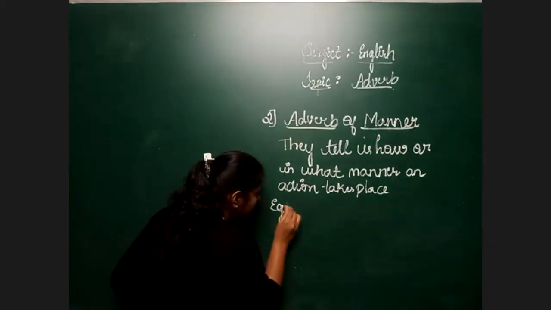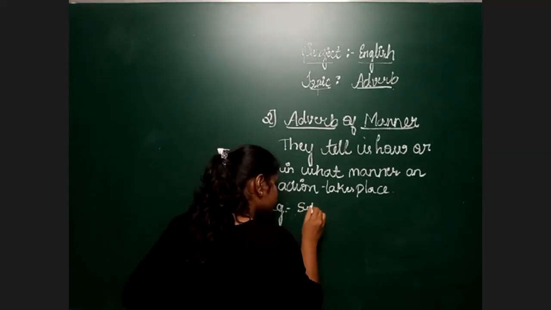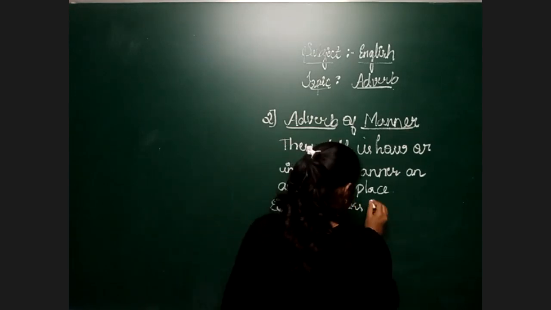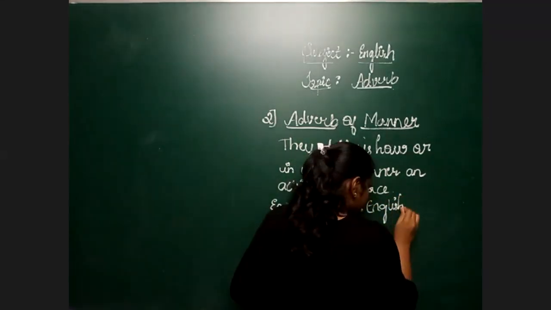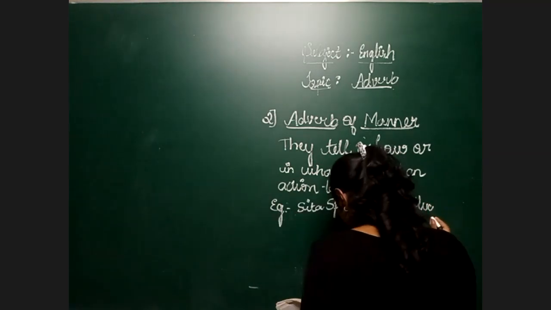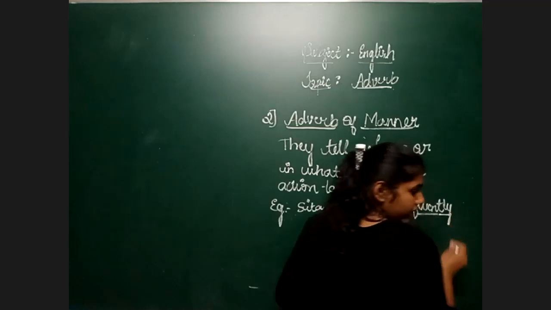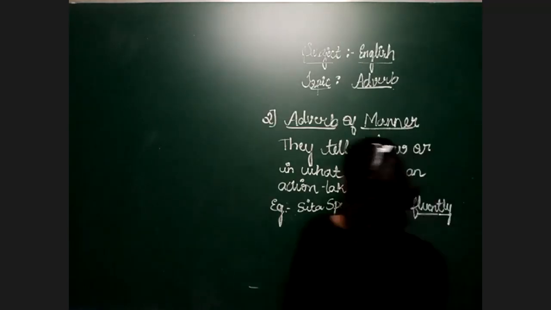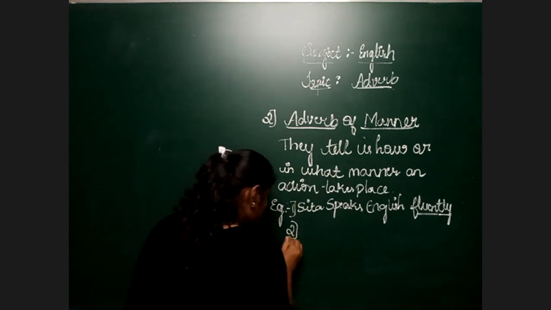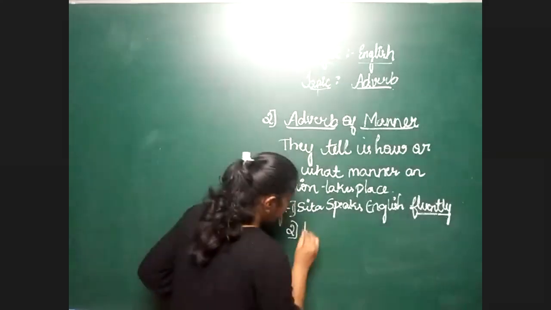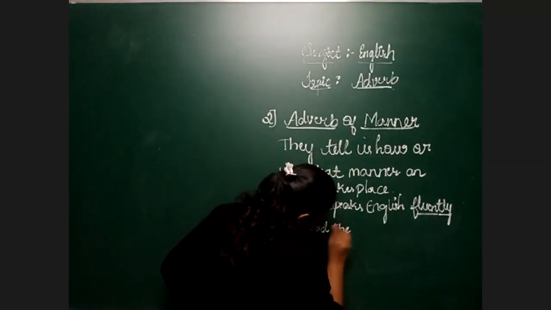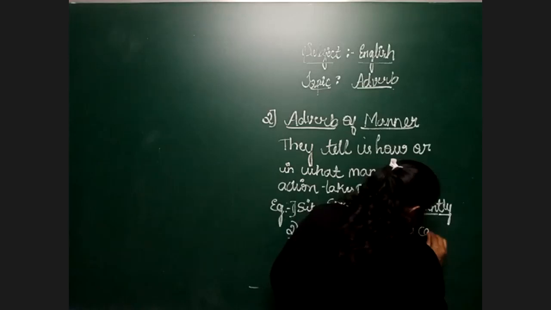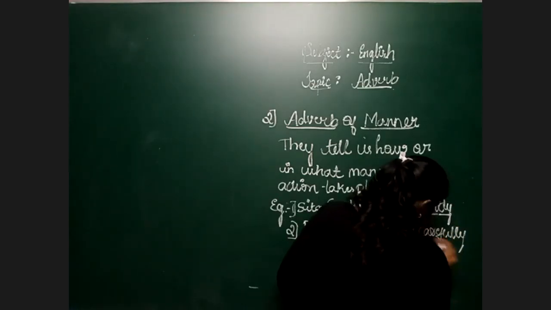I'll give you the example. Okay, see, Sita speaks English fluently. Okay, see, fluently. What does this show? The manner. She speaks English very fluently. The second example: read the instructions carefully. Okay. Look, carefully is an example.